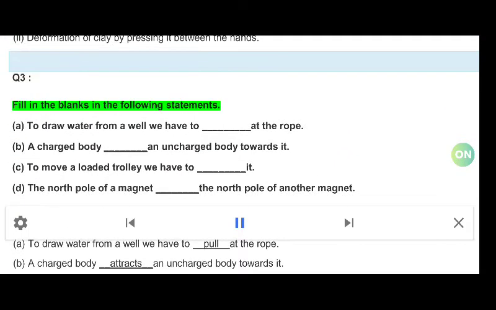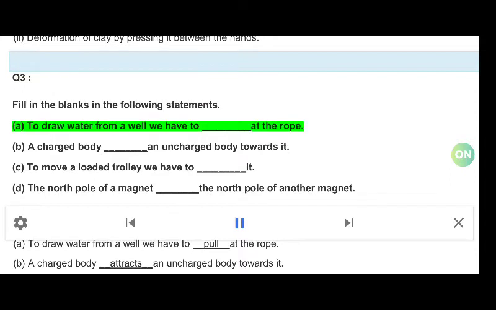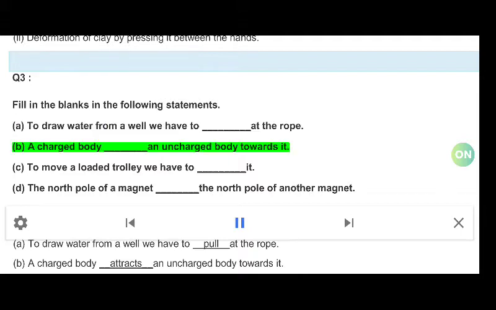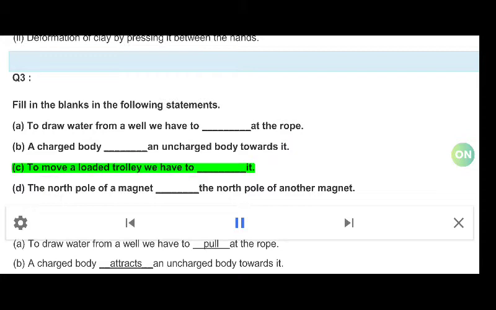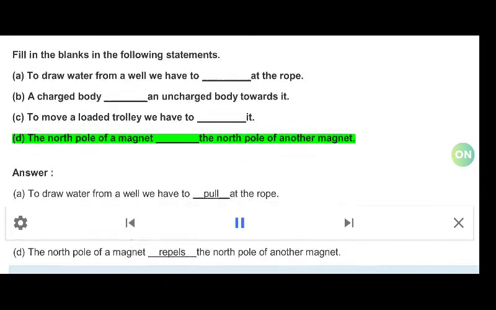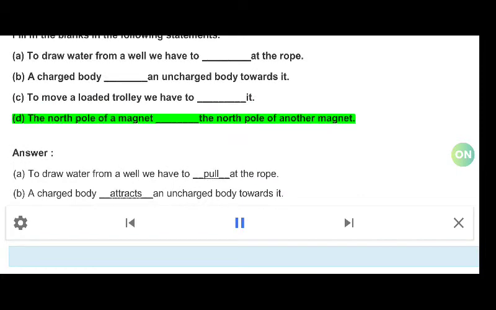Q3. Fill in the blanks in the following statements. A. To draw water from a well we have to, blank, at the rope. B. A charged body, blank, an uncharged body towards it. C. To move a loaded trolley we have to, blank, it. D. The north pole of a magnet, blank, the north pole of another magnet.